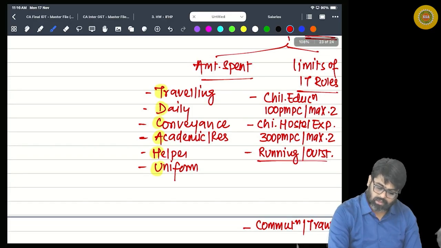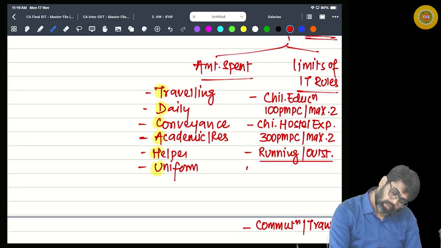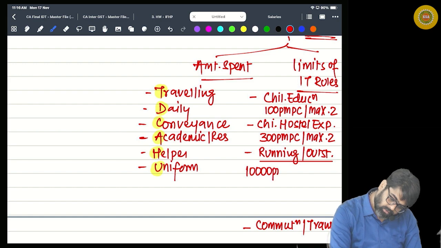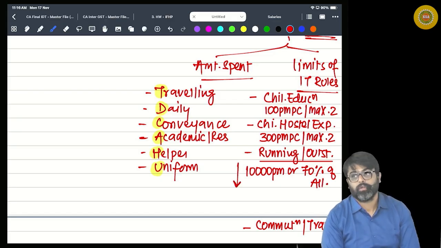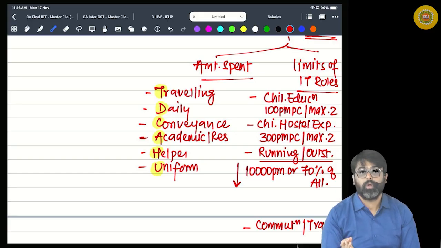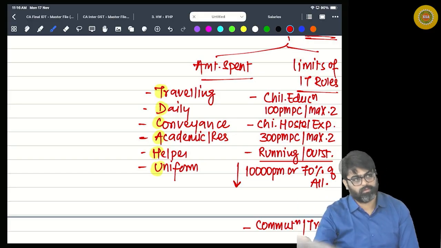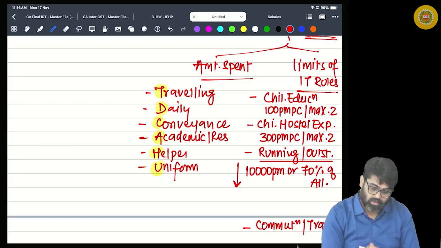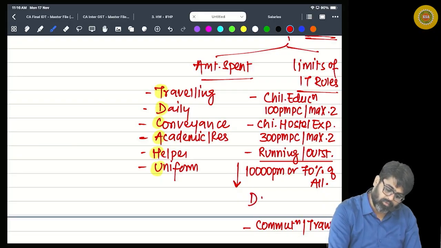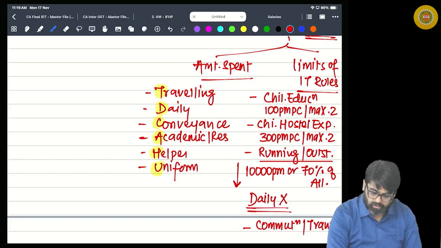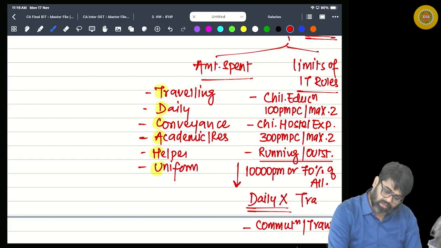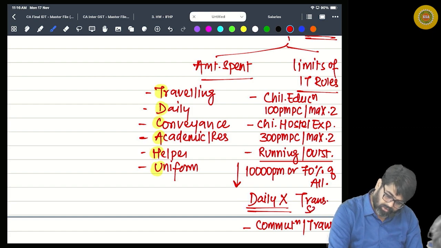Running or outstation allowance is exempt, either 10,000 per month or 70% of the allowance received, whichever is lower. Yes or no? So either 10,000 per month will be exempt or 70% of the allowance, whichever is lower, that will be exempt. But this exemption will be available only if the employee is not in receipt of daily allowance. He is not getting daily allowance and he is in the transport sector.